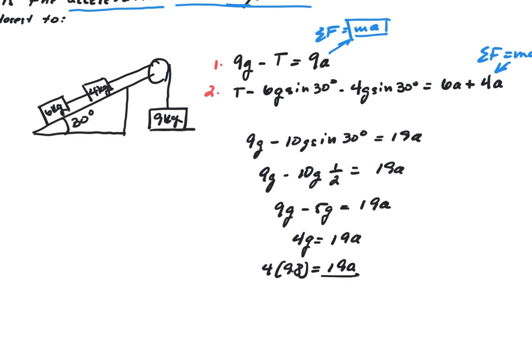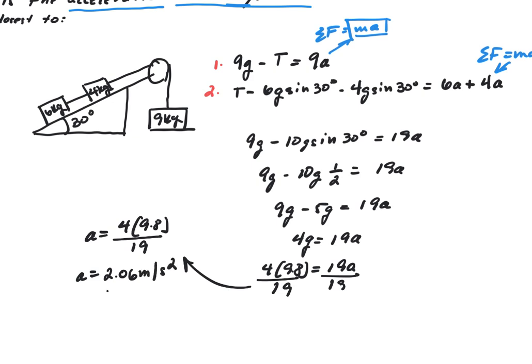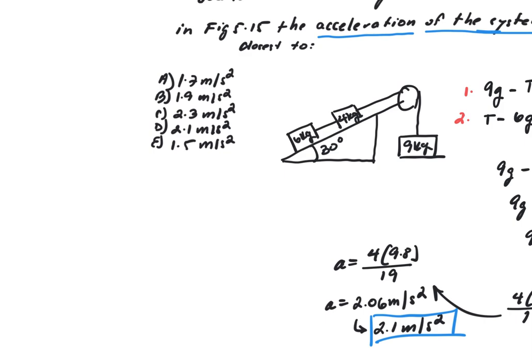When we solve, we divide by 19 to isolate a, so we get 4 times 9.8 divided by 19. Once we do that, we get 2.06 meters per second squared, or 2.1 meters per second squared. So this becomes our answer, which corresponds to D.